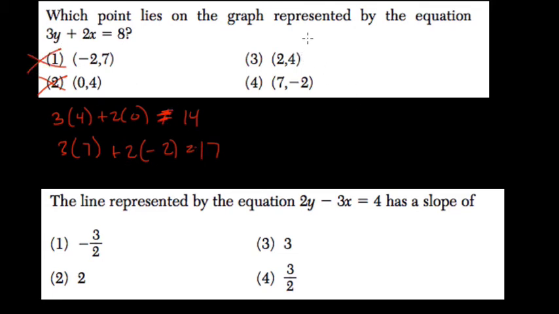Next one, 2 and 4, we have 3 times 4 plus 2 times 2, which is 12 plus 4, which is 16. So choice 4 must be the answer.